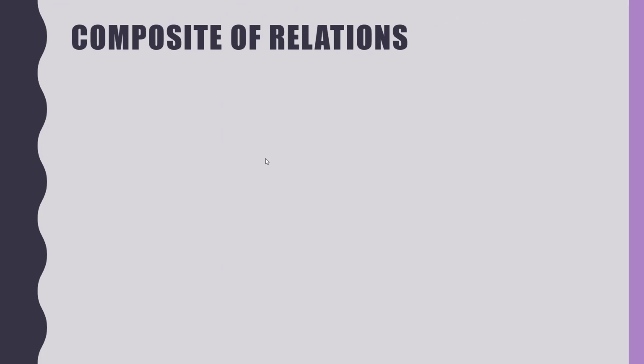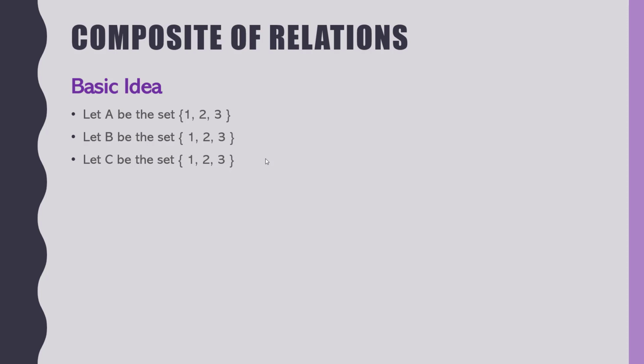Composite relations. All right, so let's take a look at the basic idea of this. I literally wrote basic idea. I was not expecting that. I wrote it. Let A be the set 1, 2, and 3. Let B be the set 1, 2, and 3. Let C be the set 1, 2, and 3. These are three different sets, all right? I'm doing this to just sort of simplify it a little bit.